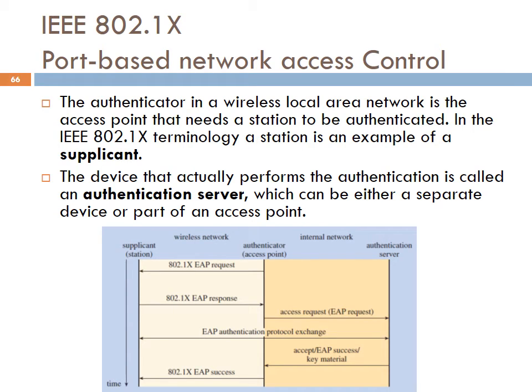The authenticator in a wireless local area network is the access point that needs a station to be authenticated. In 802.1x terminology, a station is an example of a supplicant. The device that actually performs the authentication is called an authentication server, which can be either a separate device or part of an access point.